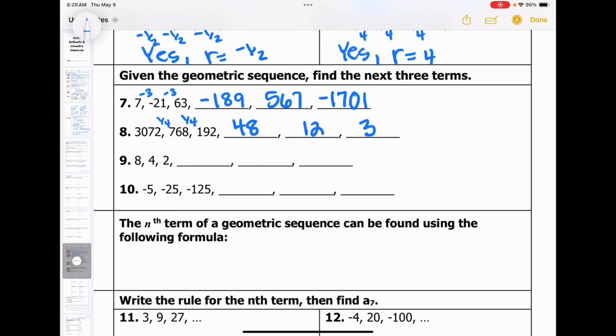All right, number 9, we have 8, 4, and 2. Okay, so 2 divided by 4 is 1/2. 4 divided by 8 is 1/2. So we're multiplying by 1/2 each time. So 2 times 1/2 is 1. 1 times 1/2 is 1 over 2, or 1/2, and 1 over 2 times 1 over 2 is 1 over 4.